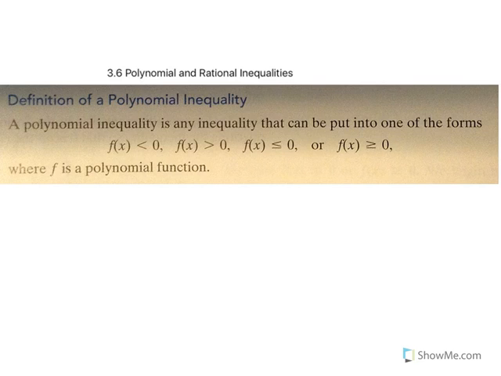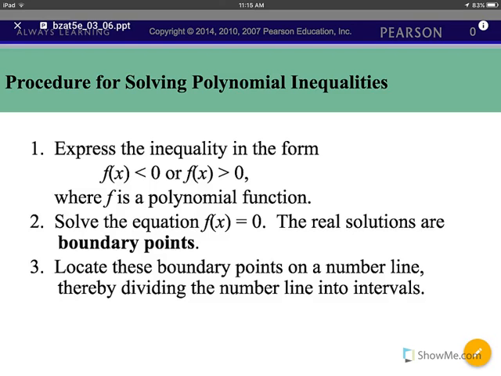Okay, class, so this is section 3.6, Polynomials and Rational Inequalities. And this slide here just talks about the definition of a polynomial inequality, which is any inequality that can be put into one of the forms: f of x is less than 0, f of x is greater than 0, f of x is less than or equal to 0, or f of x is greater than or equal to 0, where f is a polynomial function.